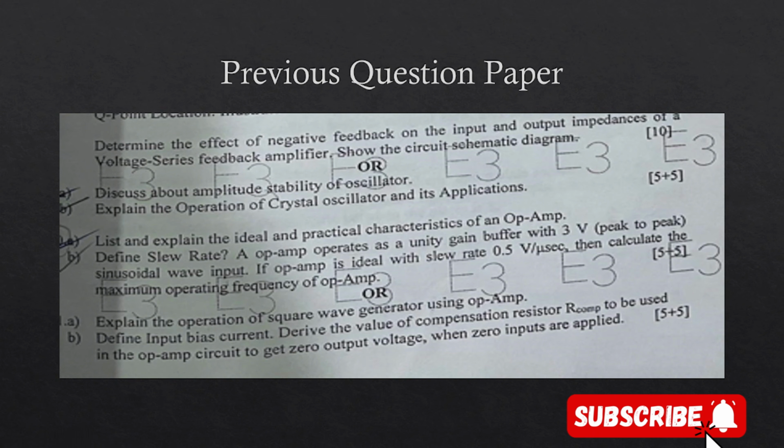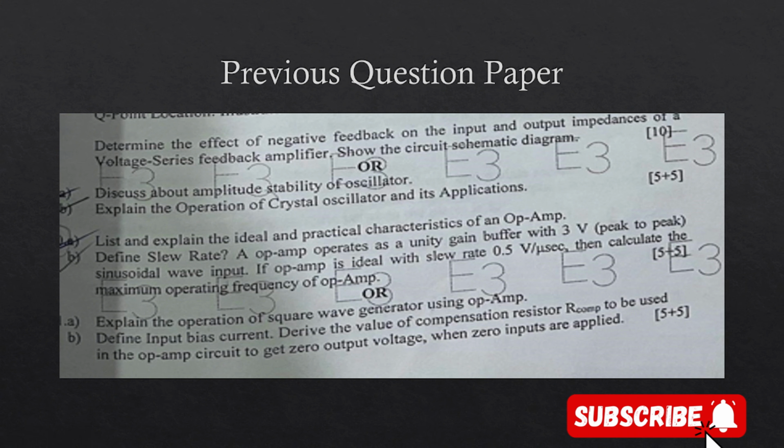Okay, so again, determine the negative feedback. I said positive feedback they are not going to ask that much, but negative feedback will definitely be asked. Again, crystal oscillator and applications. List, explain ideal and practical op amp. I said one question from op amp is definite, and maybe there might be one triangular or square wave generator, either a triangular wave generator or a square wave generator using op amp.